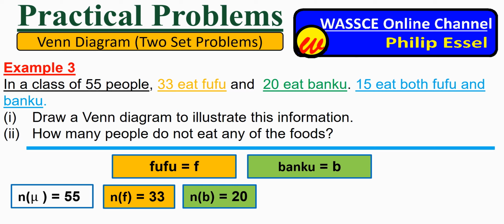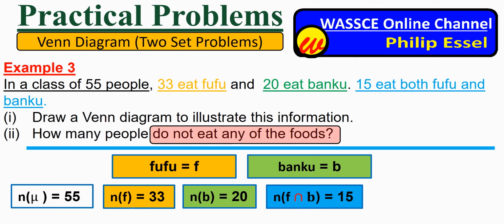Again, in this class, we are told that there are some who do not eat any of the foods. We are, however, not given the number of people in this group. We are rather asked to find this number. And because we do not know, we will represent it by X.